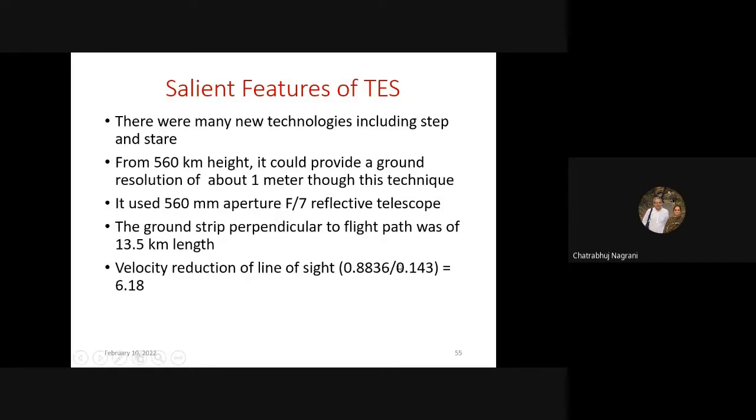Suppose we were not changing the satellite orientation in the direction of the satellite motion. If we were not reducing the line of sight velocity with respect to satellite velocity, we would need an integration time or exposure time of 143 microseconds. But because we are moving, we can make that integration time or exposure time 883 microseconds. So we get 6 times larger exposure time, so that our signal to noise ratio is better.